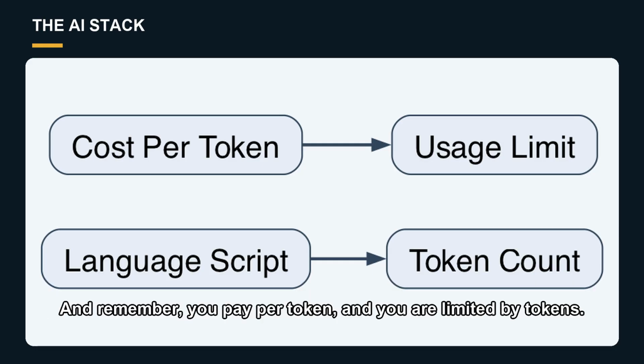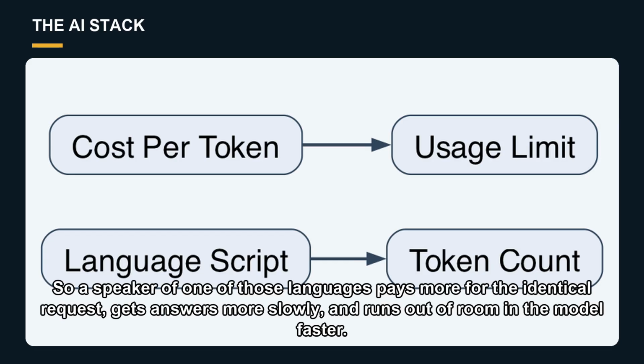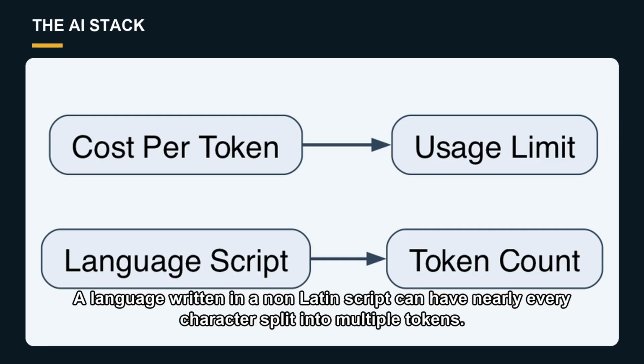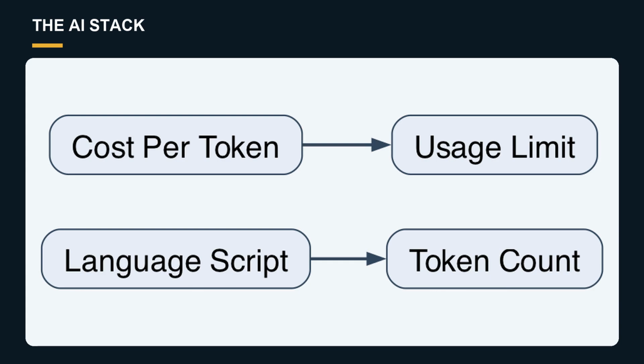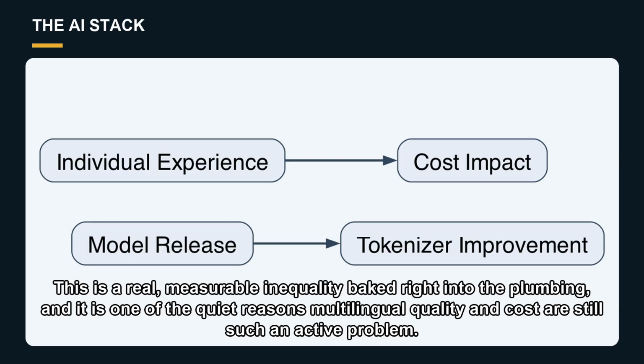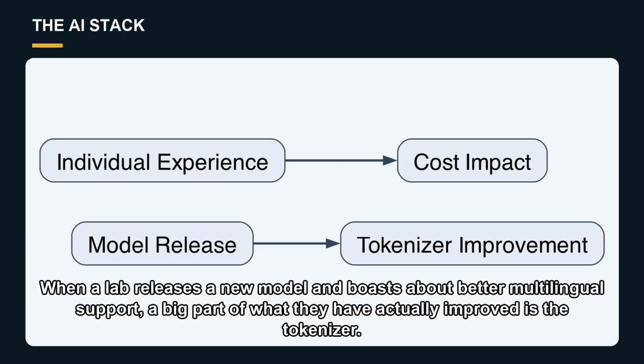And remember, you pay per token, and you are limited by tokens. So a speaker of one of those languages pays more for the identical request, gets answers more slowly, and runs out of room in the model faster. A language written in a non-Latin script can have nearly every character split into multiple tokens. This is a real, measurable inequality baked right into the plumbing, and it is one of the quiet reasons multilingual quality and cost are still such an active problem. When a lab releases a new model and boasts about better multilingual support, a big part of what they have actually improved is the tokenizer.